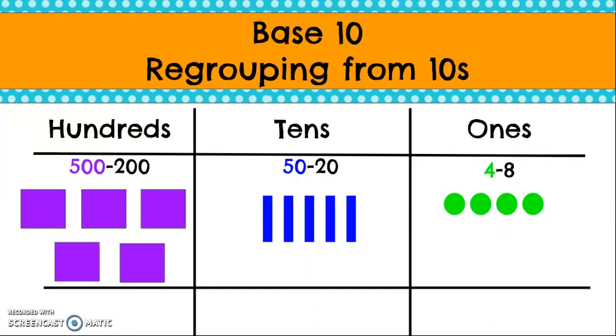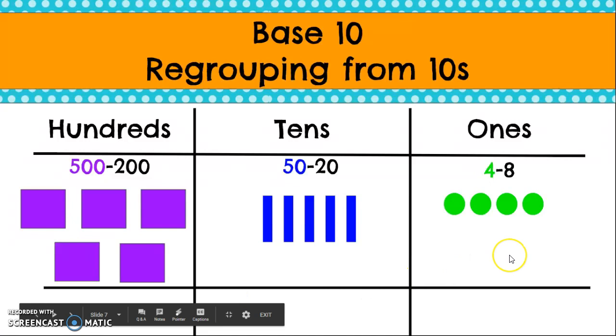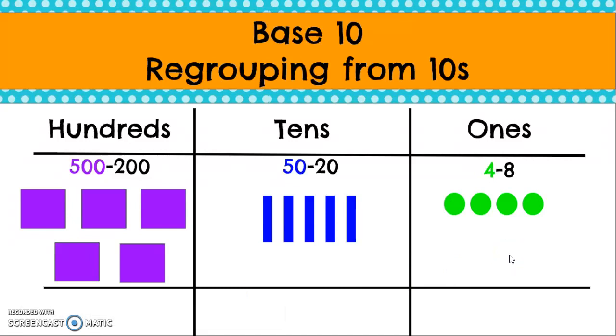Another strategy for solving subtraction is with base 10. Base 10 is drawing out the numbers, and these are normally how they're represented. We represent our ones with circles, our tens with sticks, and our hundreds with squares. Again, we start off with our ones place, and with base 10, you normally only need to draw out the first number, which will be the bigger number.